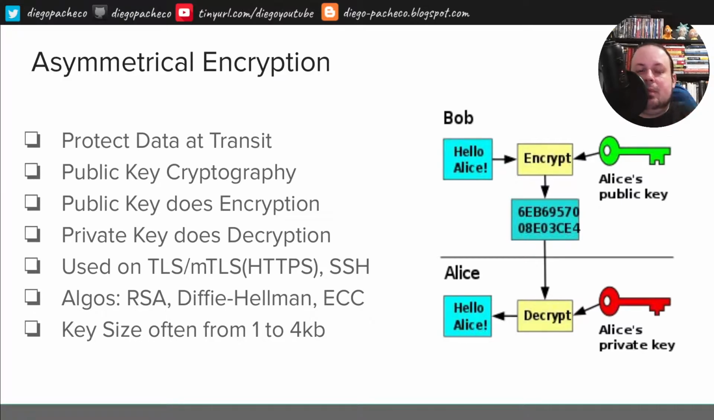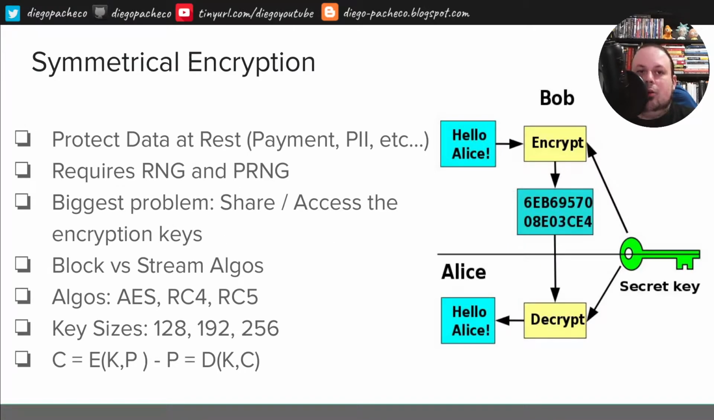And the most used algorithms are RSA, Diffie-Hellman, and elliptic curve, which is called ECC. And often the key sizes vary from 1 to 4 kilobytes, right? That's all we're going to talk about asymmetrical encryption. And now let's talk about symmetrical encryption for the whole slidecast.